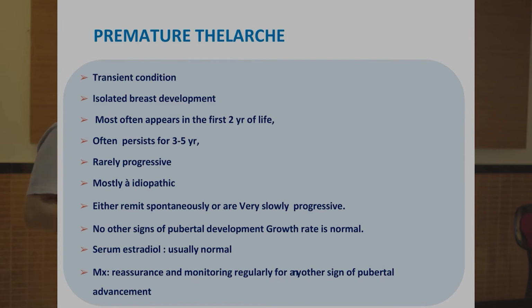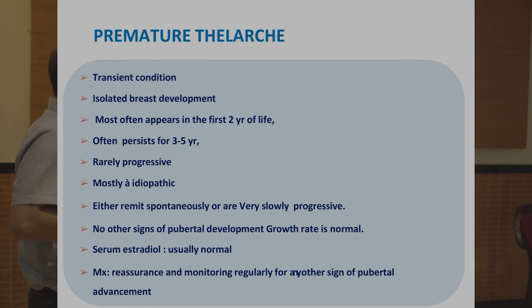The definition of precocious puberty has been changed in various other countries. In Africa, the definition is 7 years. In Japan, the definition is 6 years. As they have good data, they found the ages of 6 and 7 years for precocious puberty. Thelarche can be seen at around the first year of life. It can persist up to 3 to 5 years. It is not a progressive disease, and it is mostly idiopathic, and it can either regress spontaneously or be very slowly progressive, with no other sign of puberty development.